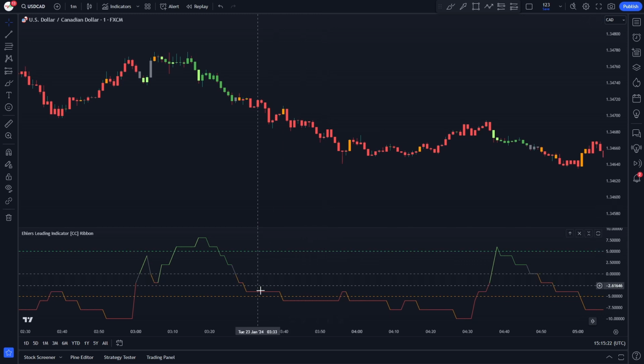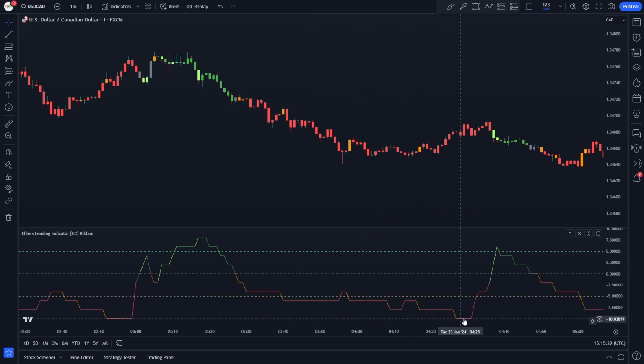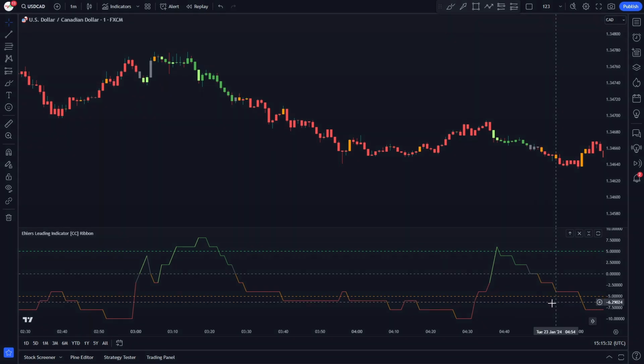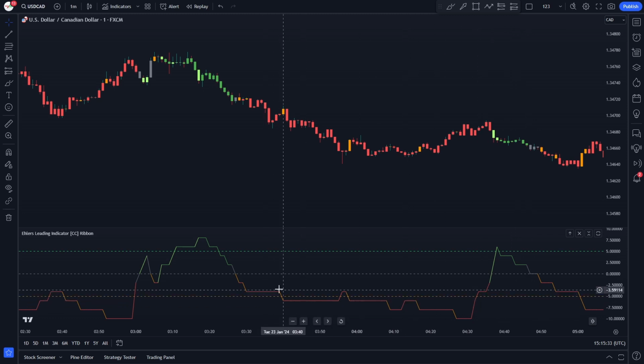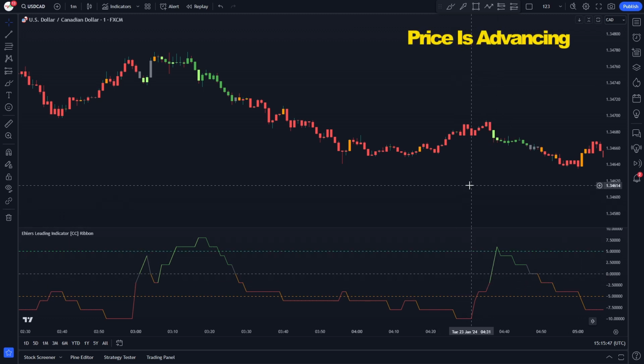As you can see, this is an oscillator, and this line is moving above and below the center line, which is 0, and the line also changes color, depending on crossing above or below the center line. Similar to other oscillators, when the line is below the center line, the downside momentum is greater than upside momentum, and the price is declining, and when the line is above the center line, the upside momentum is greater than downside momentum, and the price is advancing. This is what we're going to use in our strategy.